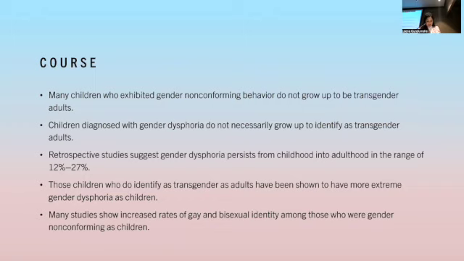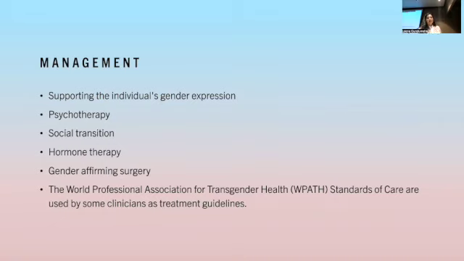Also, the children who do identify as transgender as adults have more extreme gender dysphoria and gender nonconformity as children. And many studies show increased rates of gay and bisexual identity among those who were gender nonconforming as children. So management of gender dysphoria involves supporting the individual's gender expression, psychotherapy, social transition, hormone therapy, and gender-affirming surgery. The World Professional Association for Transgender Health standards of care are used by some clinicians as guidelines.